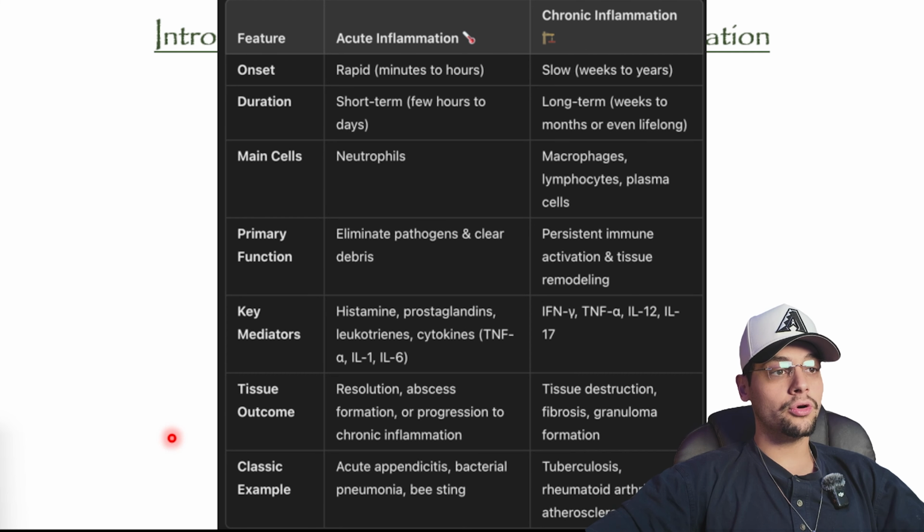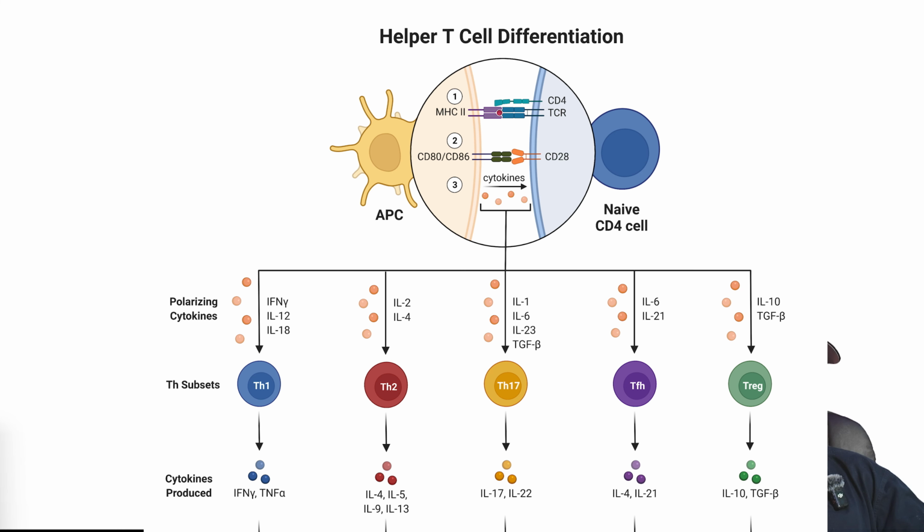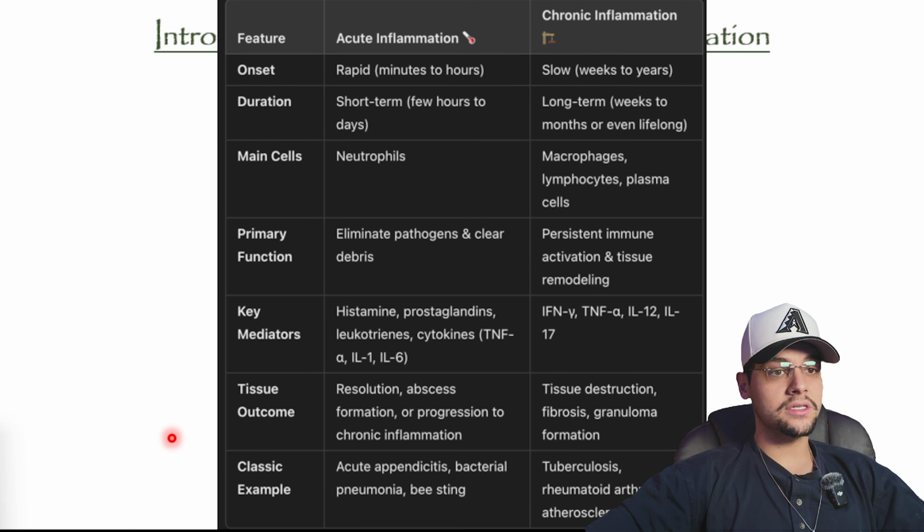Look at the name, tumor necrosis factor. So just from the name, we can learn it's tissue destruction. Interleukin-12 induces T cell differentiation into Th1 cells, leading to prolonged immune activation. And interleukin-17, which is involved in autoimmune diseases, promotes neutrophil recruitment and chronic inflammation.